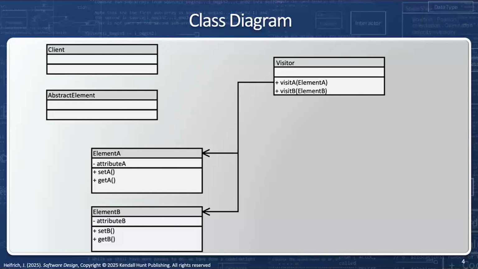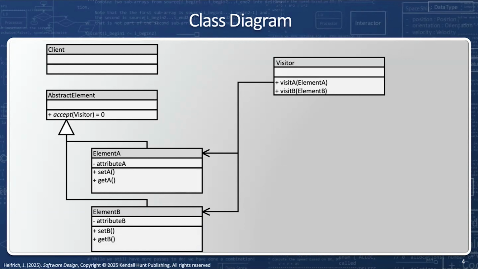Okay, so now I'm going to create an abstract element. And this abstract element is going to say accept, and it's going to take a visitor as a parameter and know this is a pure virtual function. Therefore, abstract element is an abstract class, hence the name abstract. And what I want to do is I want to make element A and element B inherit off abstract element.